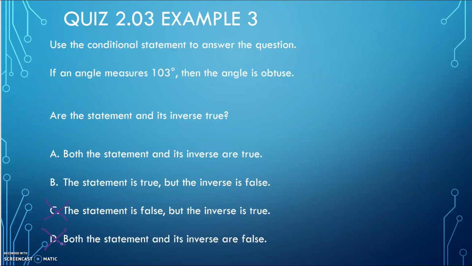The inverse, you just negate both statements. If an angle does not measure 103 degrees, then the angle is not obtuse. Well, there's other angle measures that could also be obtuse. So just because it's not 103 degrees doesn't mean it's not an obtuse angle. It could be 104 degrees. So the statement is true, but the inverse is false.